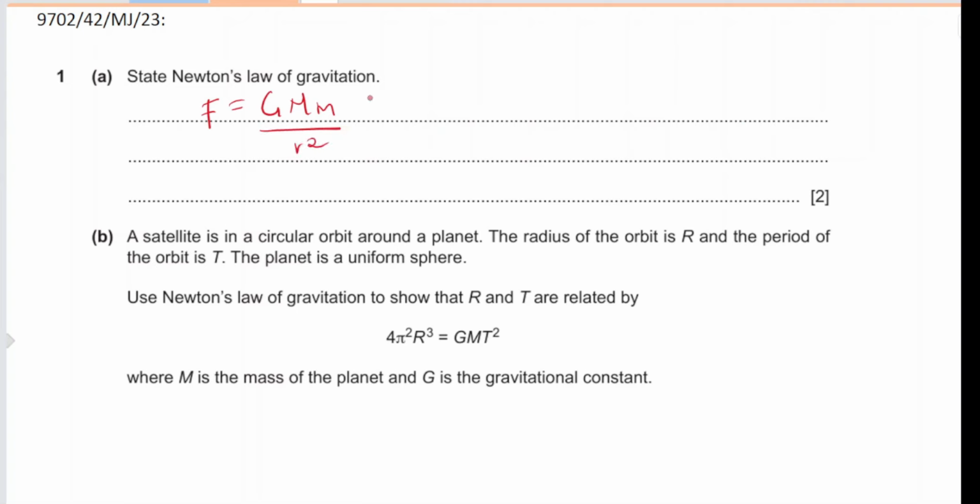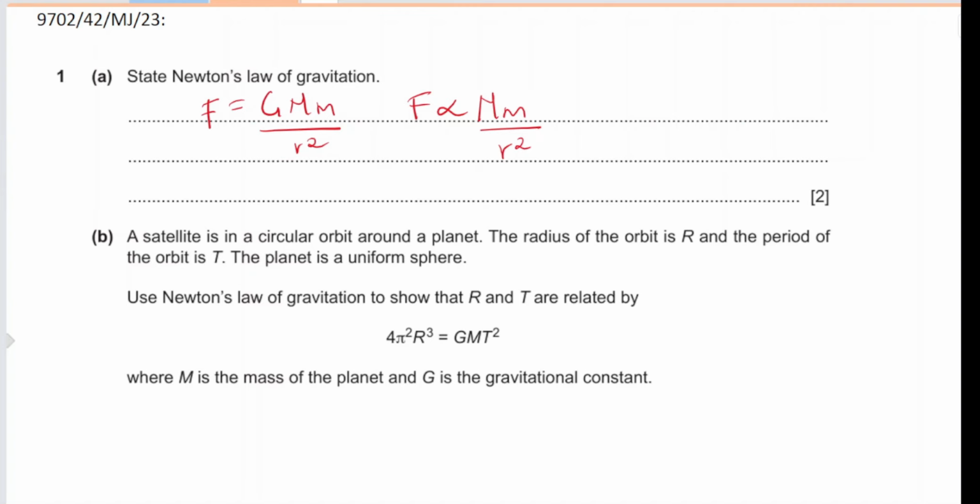But Newton's law specifically said that force is proportional to the product of the two masses, which is the big M and the small m, and it's inversely proportional to the square of the separation. So in reality, you can just write that as your answer. Because it's 2 marks here, the first mark will be that the force is directly proportional to the product of the two masses, and another mark will be that it's inversely proportional to the square of the separation.